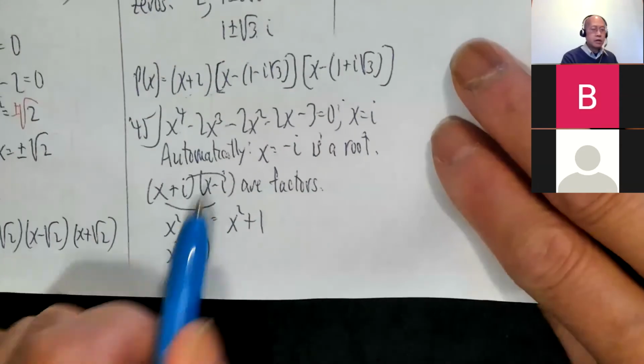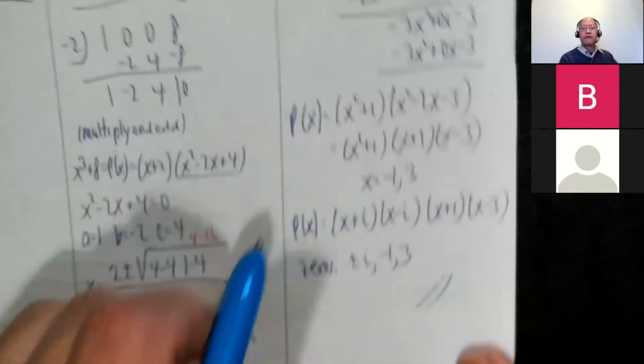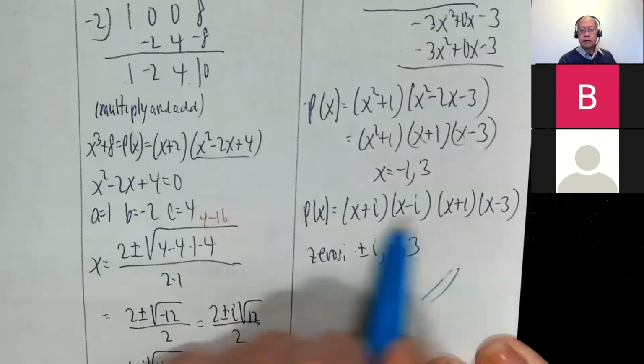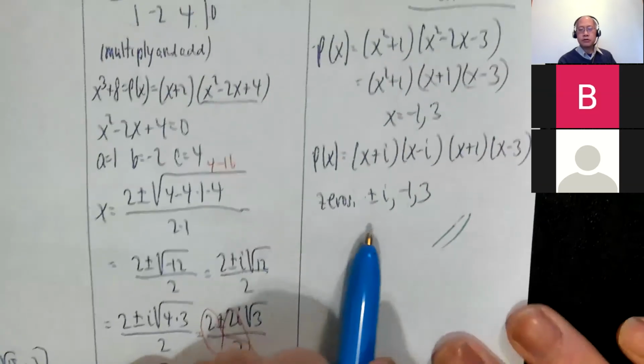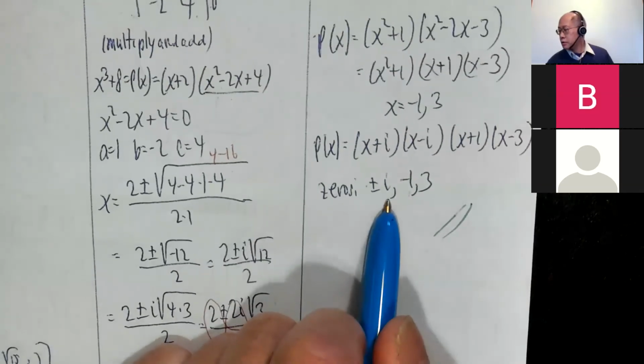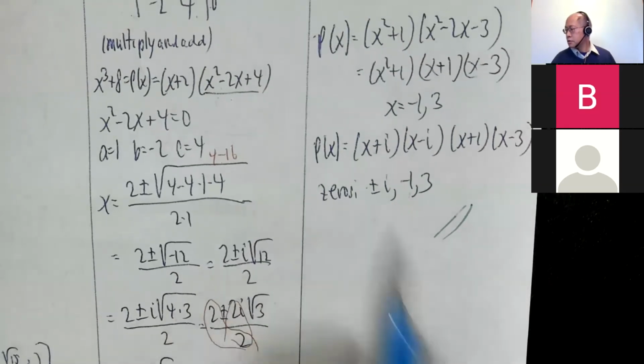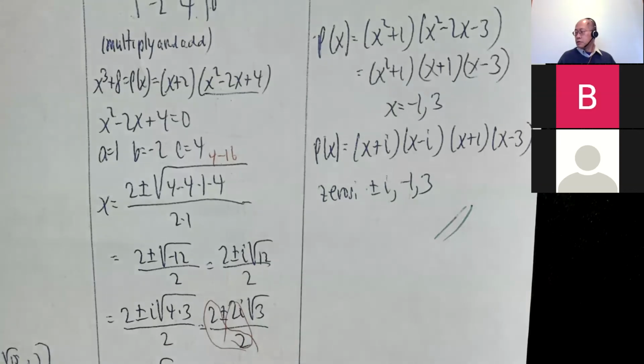You can't do anything about it. Okay, so 4th degree, 4 factors. Here they are. 4 zeros or 4 solutions. Here they are. So that is that.